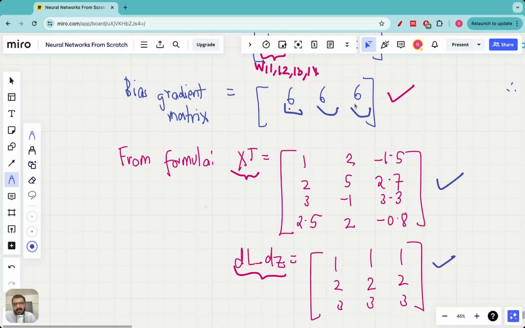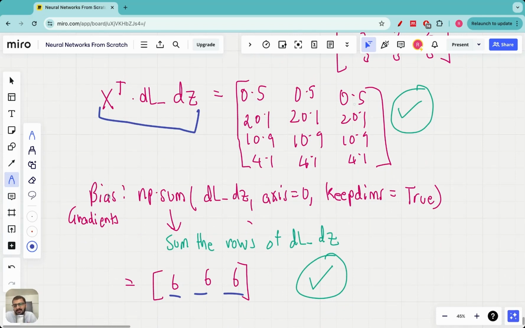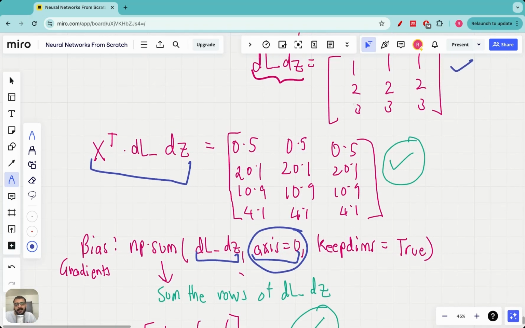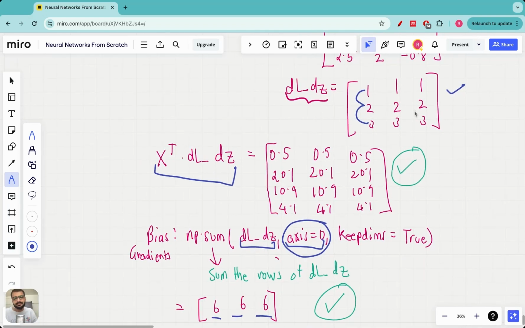When we look at the Python code in the next lecture, you will see that for bias gradients, we do this np.sum dl dz axis equal to 0, which means that you just do the summation across the rows. And when you see this, you should again realize that we have already done this here. It just means adding 1 plus 2 plus 3. So 6, and then for the second column and for the third column.